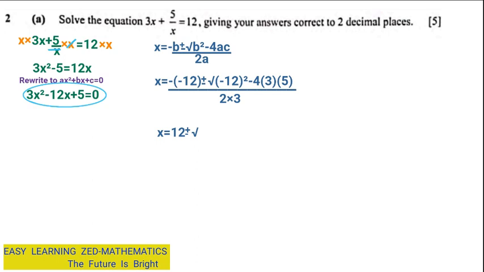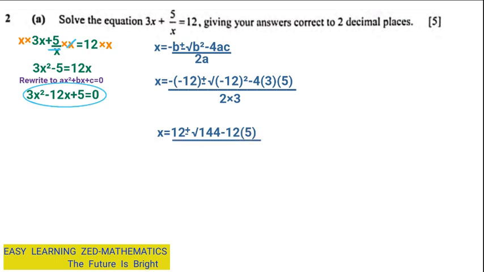Okay, negative 12 multiplied by negative 12 is going to give us 144, which is minus 4 multiplied by negative 4 multiplied by 3 will give us negative 12, which will be multiplied by 5, then which will be over 2 multiplied by 3 will give us 6.